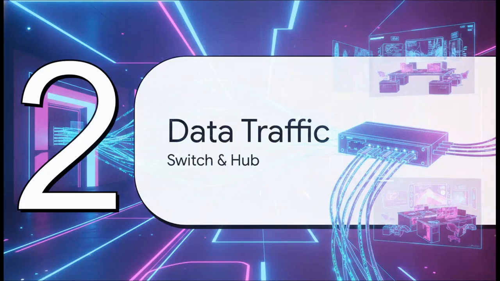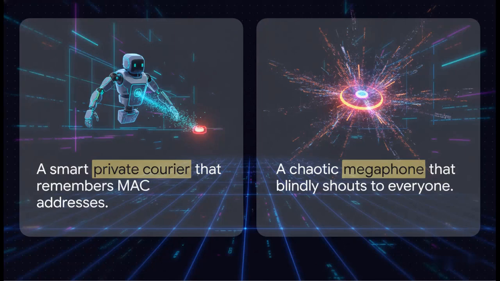Moving right along to Section 2, data traffic. We'll compare the switch and the hub. So a typical router only has about 4 default ports for wired connections. But what if we need to multiply our wired connections, say for a big office or a massive gaming room? We use a switch. Think of the switch as a smart private courier. It actively memorizes the unique hardware MAC address, basically the digital fingerprint, of every single connected device. So when your computer downloads a file, the switch sends that specific data exclusively down the one cable connected to your computer. It leaves the printer and the TV completely alone.